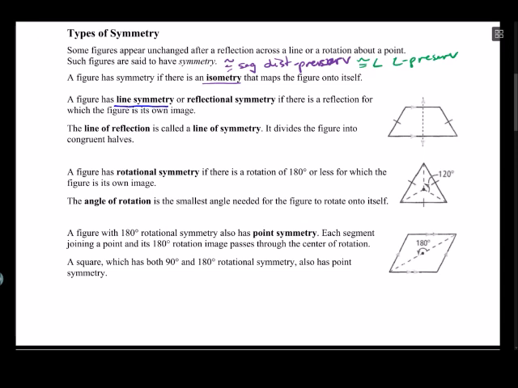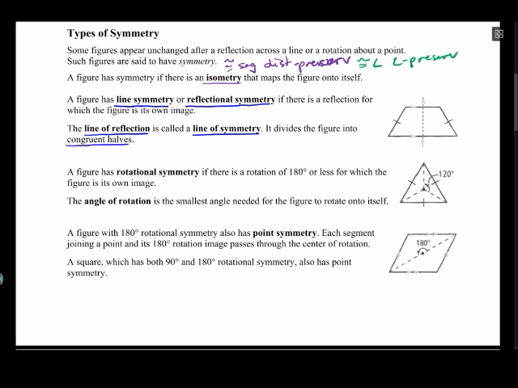Line symmetry, also called reflectional symmetry, occurs if there's a reflection of the figure, which is its own image. The line of reflection is also called a line of symmetry. It divides the figure into congruent halves.